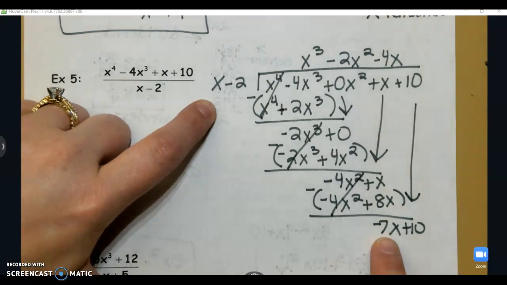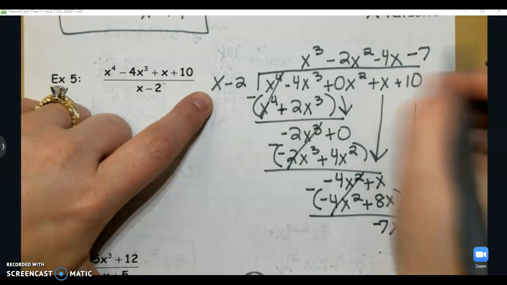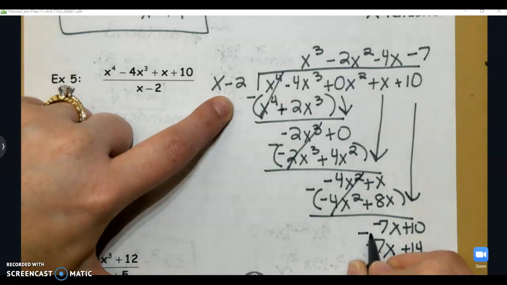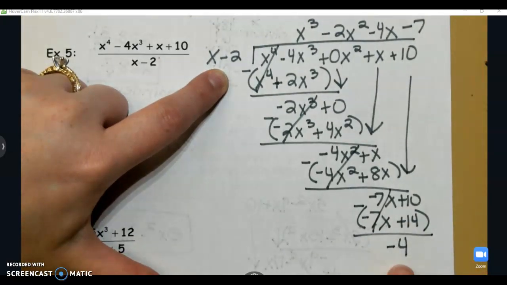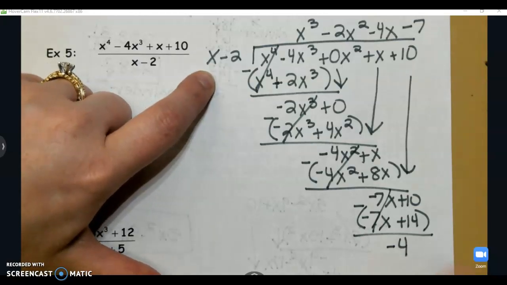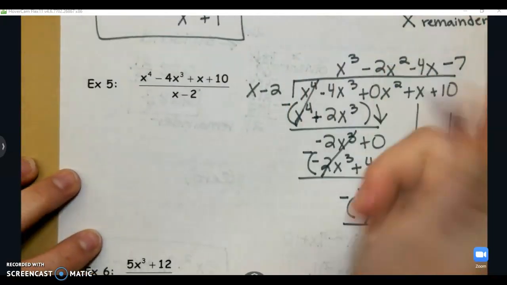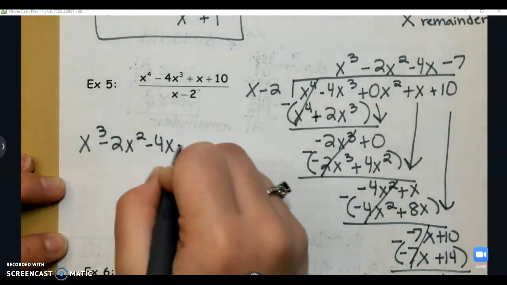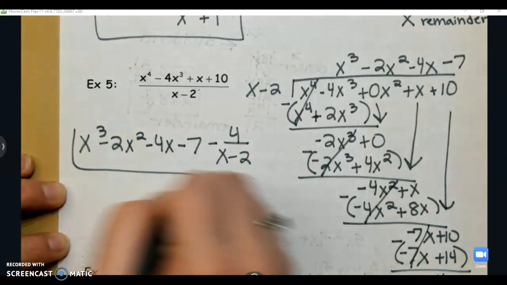X has to be multiplied by negative 7 to get negative 7x. So we get negative 7x plus 14. We're going to subtract that. So those cancel, and then I have 10 minus 14, which gives us negative 4. The degree of negative 4 is less than my divisor, so this becomes our remainder. And so our final answer is x cubed minus 2x squared minus 4x minus 7 minus 4 over our divisor.